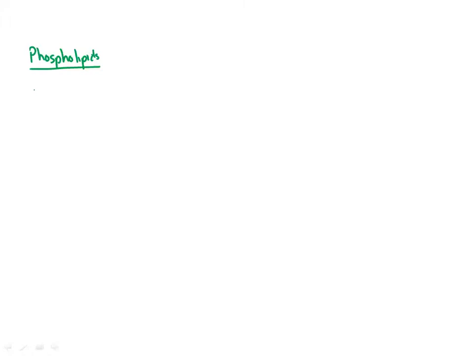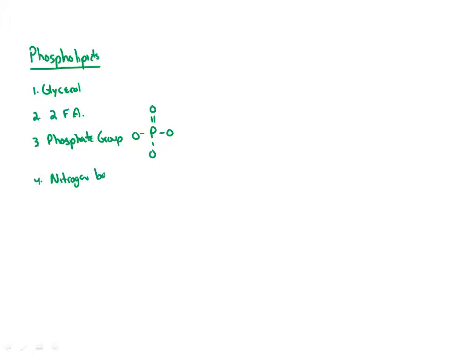these are all made up of glycerol. They usually contain 2 fatty acids. They contain a phosphate group, which is just a phosphorus with a bunch of bonds to oxygen. And they usually form what is called a nitrogen base. And for the nitrogen bases, there's 3 basic ones.